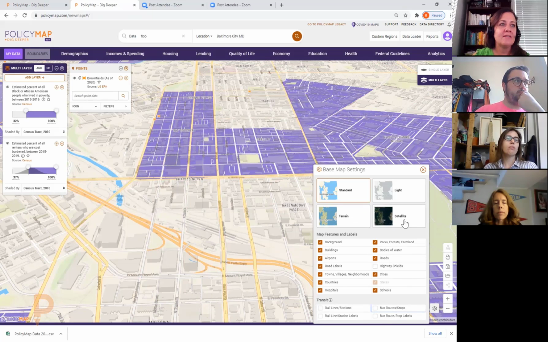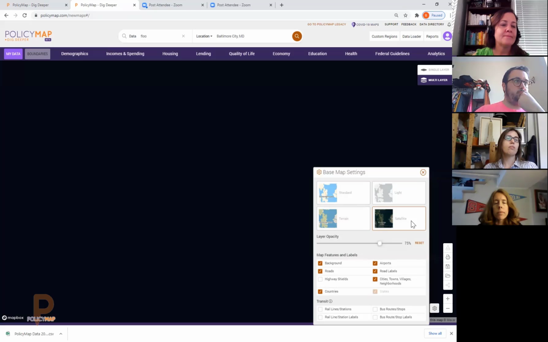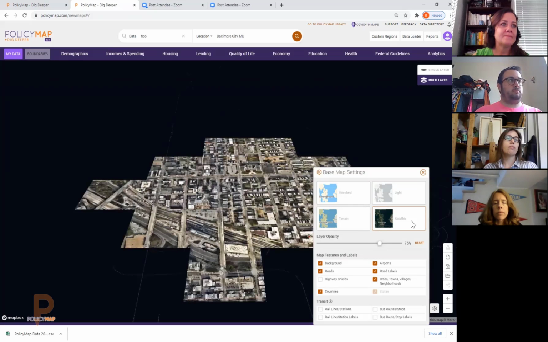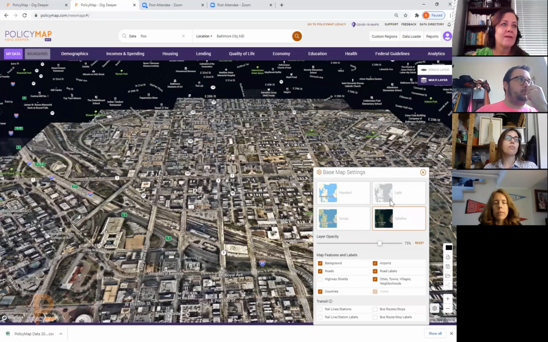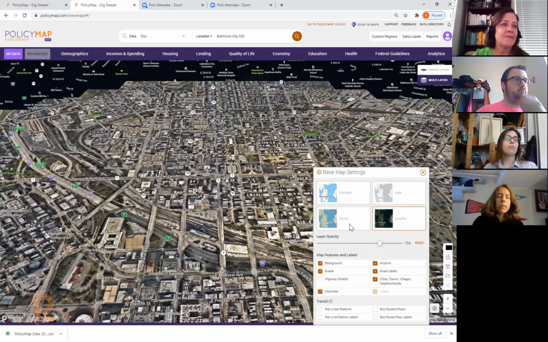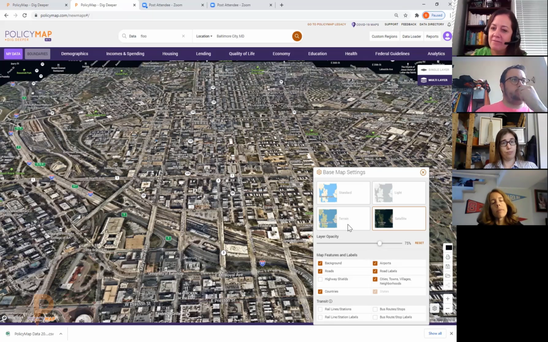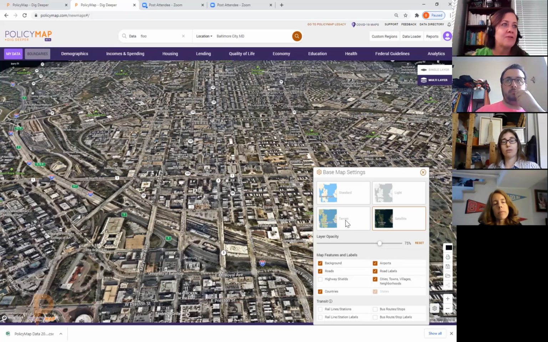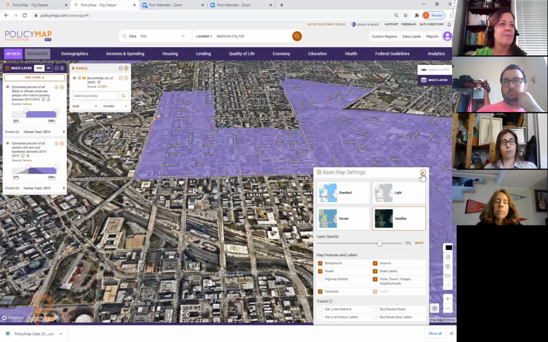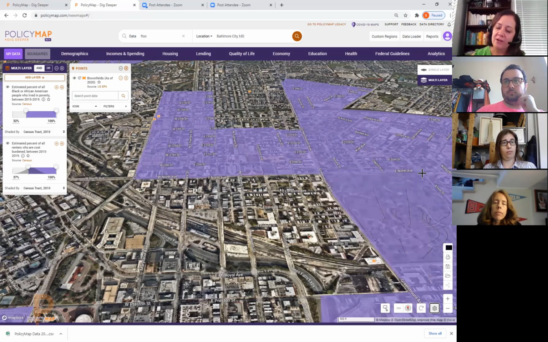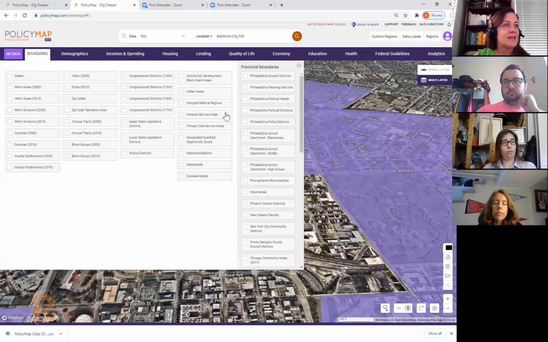You also have the ability to do a satellite map and overlay the data there. So again, some things that you might not have seen if you didn't peek through here. You could take a look at terrain. And since Reinvestment Fund does quite a bit of work in and around the Baltimore area, in fact, we have an office in Baltimore, you're going to see that there's some interesting boundaries here that you can overlay.